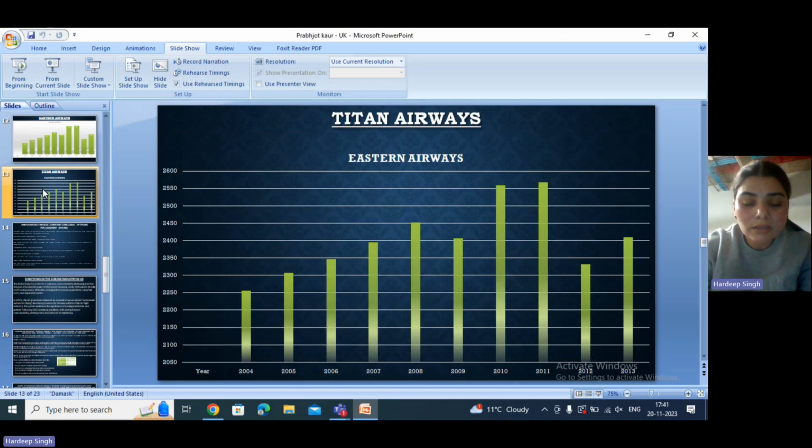So for Titan Airways, we can see a fluctuation from 2004 to 2013. There is a fluctuation in the increase and decrease, whereas like the previous airline, it increased since 2008. Then there is a decrease in 2009. Then it also remains the same in the following year. That can be seen in this graph.